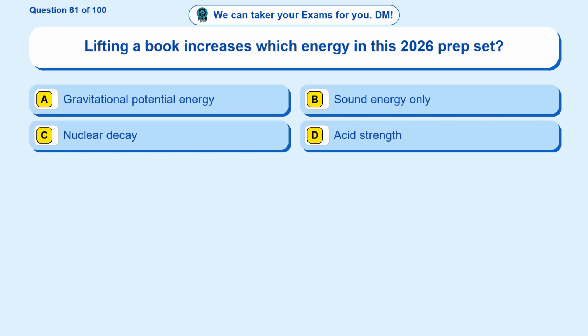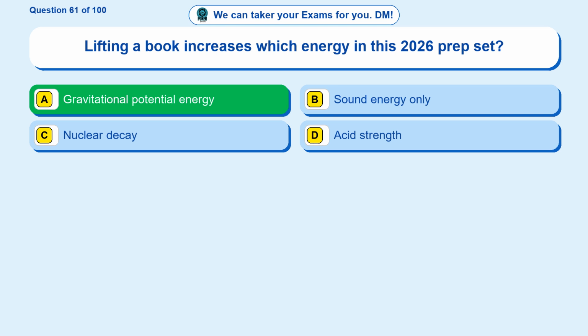Question 61. Lifting a book increases which energy in this 2026 prep set? Option A, gravitational potential energy. Option B, sound energy only. Option C, nuclear decay. Option D, acid strength. The correct answer is option A, gravitational potential energy.